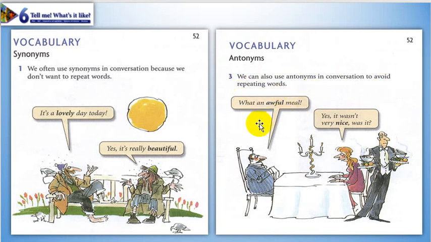We can also use antonyms in conversation to avoid repeating words. How? See in the example. "What an awful meal." "Yes, it wasn't very nice, was it?" "Wasn't very nice" means awful. So you can give the opposite of a word by adding "not," by negating the verb. عندما تنفي الفعل بجملة ما فأنت تعطي المعنى المضاد للجملة التي قبلها. "What an awful meal." "It wasn't very nice." The same meaning: إنها كانت وجبة مريعة, or bad. But here the form is more polite. It wasn't very nice.